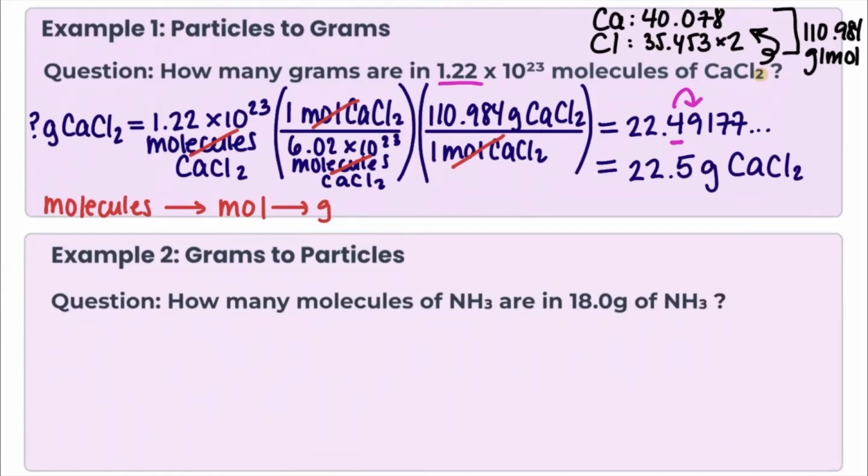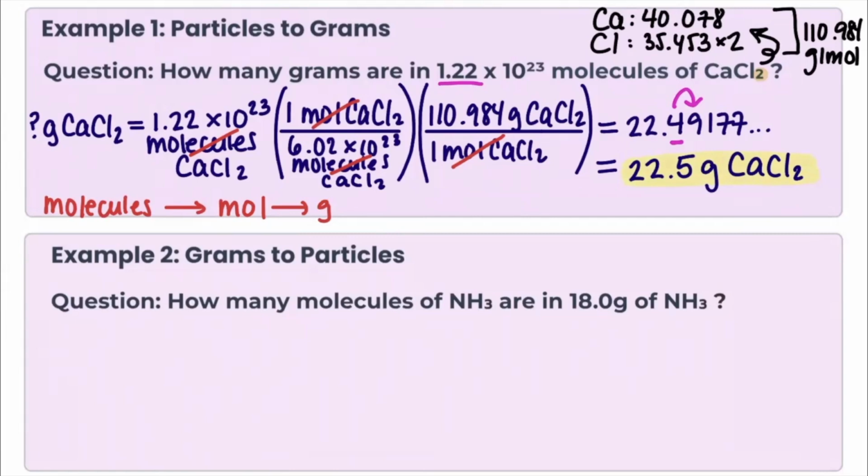Okay, everyone, we're going to finish this lesson by going the other way around. So now we have grams and we want to get to particles. The question reads, how many molecules of ammonia are in 18.0 grams of ammonia, or NH3? I encourage you to pause the video and try it on your own, and when you're ready, press play and we'll do it together.